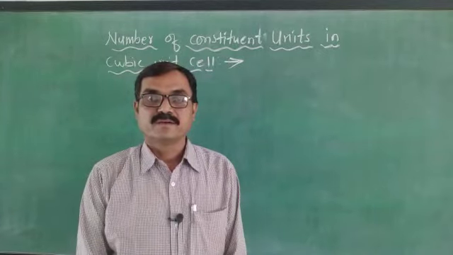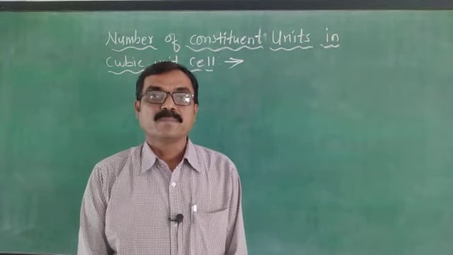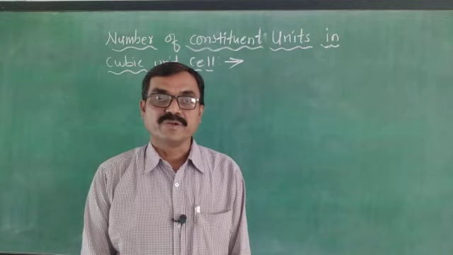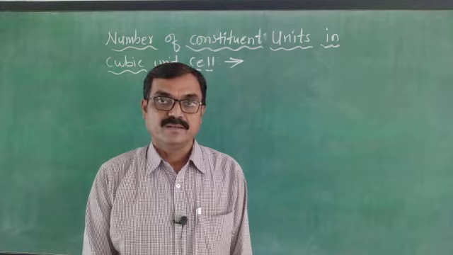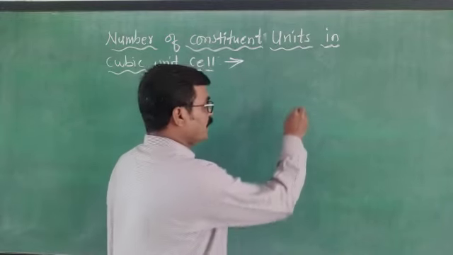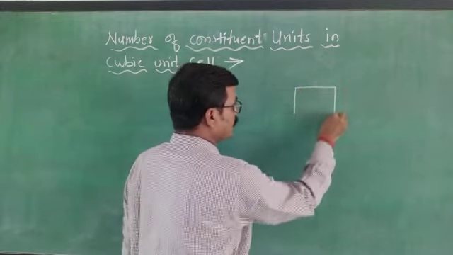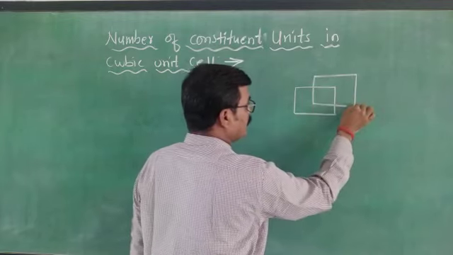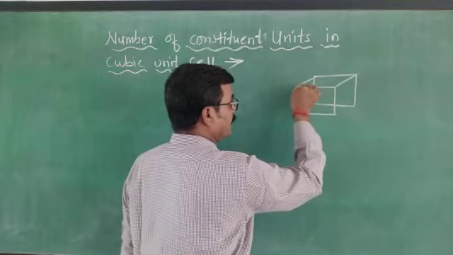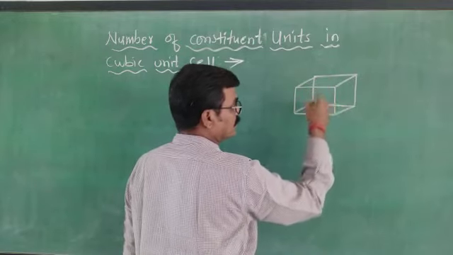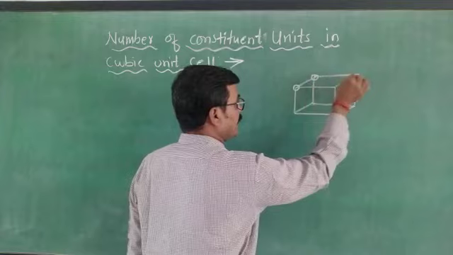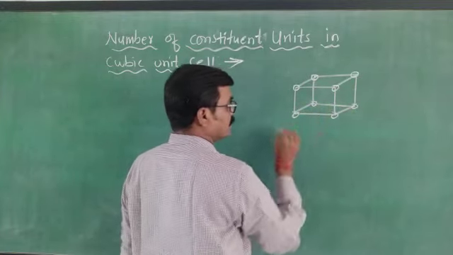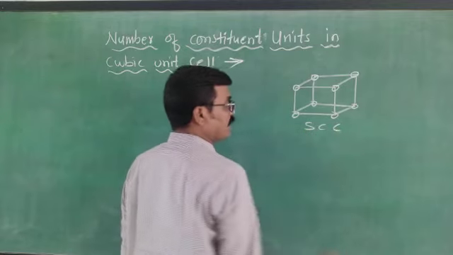Hello student. Now in this lecture we have to see the number of constituent units in the unit cell. If we have a simple cube, you know simple cube means all 12 sides are equal length and 8 atoms are present at the 8 corners of the cube. This is a simple cubic crystal.